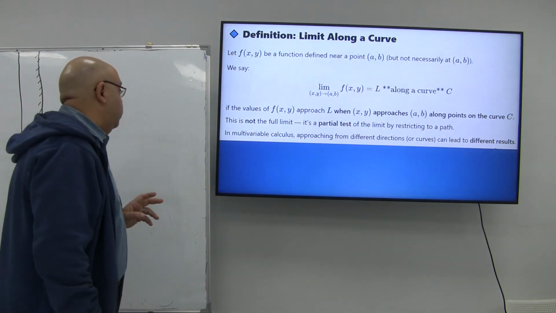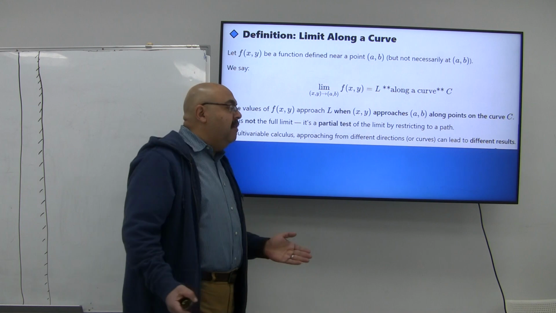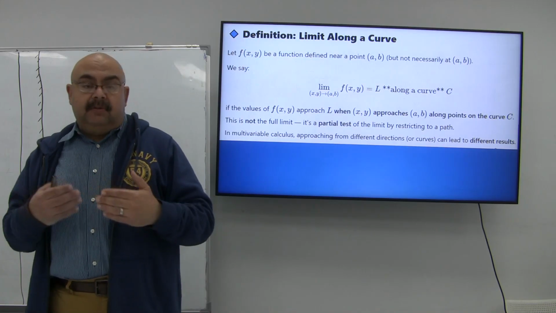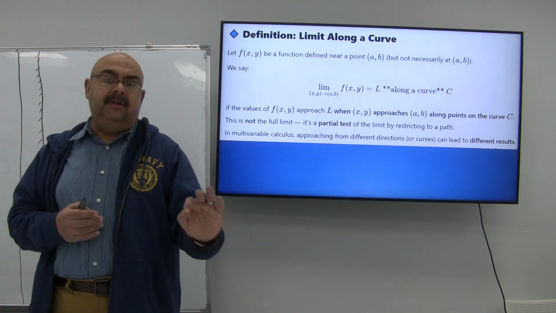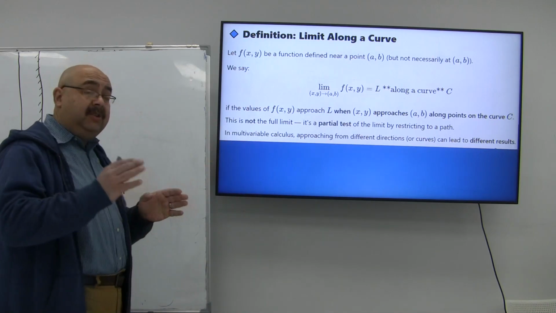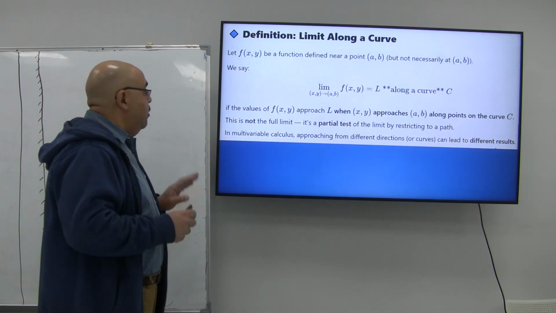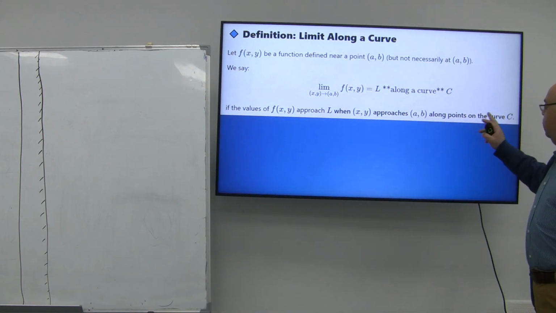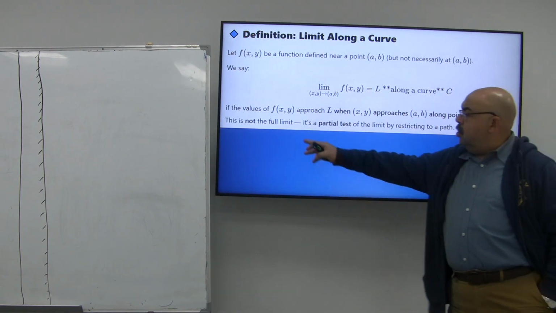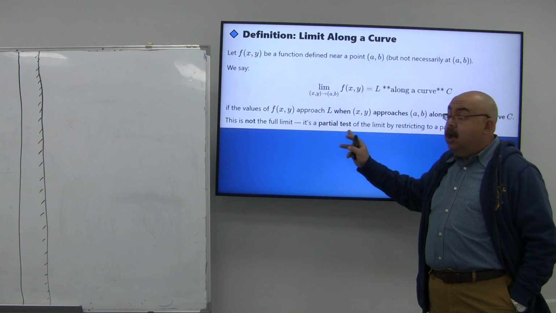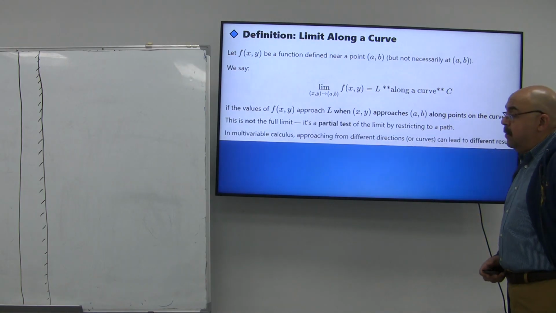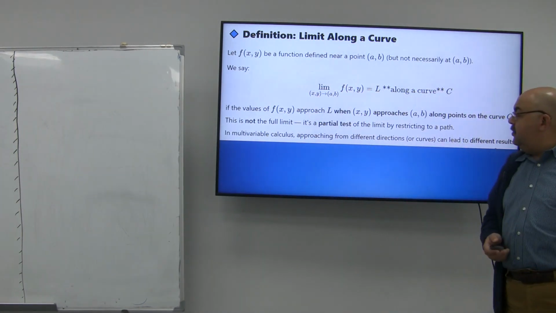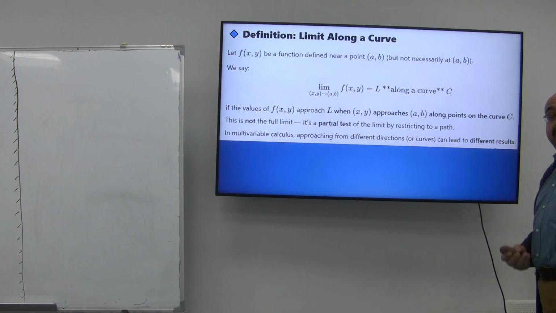The problem with multivariable functions is that you have a lot of paths or curves that lead the function to approach this point. So the following remarks, as you know from the previous lectures. First of all, if the value of f of x, y approaches L as (x, y) approaches (a, b) along points on a curve C, this is not a full limit, it's a partial test of the limit by restriction to a path. Also another remark: in multivariable calculus, approaching from different directions or curves may lead to different results.